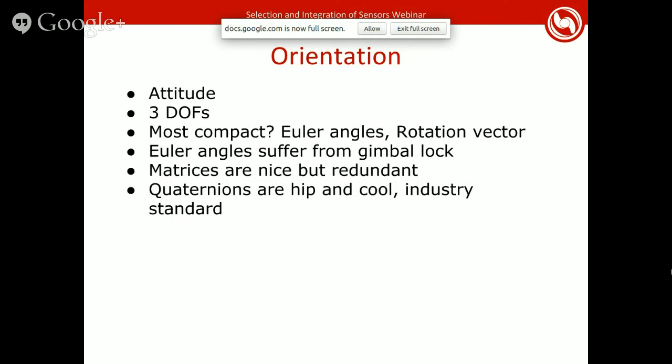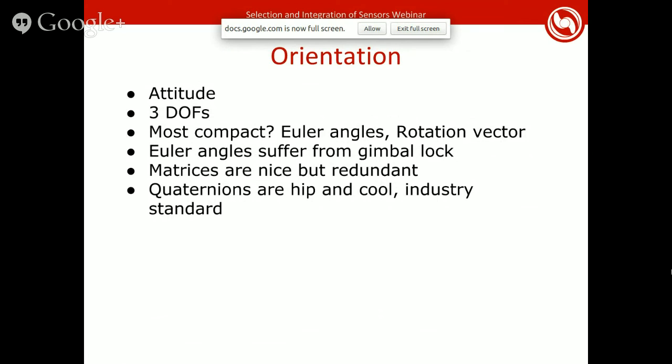Orientation, another word for orientation is attitude. You've got 3 degrees of freedom, 3 dimensions in the world, 3 different rotations you can do. The most efficient way to represent orientation is Euler angles, which give you 3 angles around 3 axes. So that's your heading, your pitch, and your roll, or a rotation vector. That's just an axis, and its magnitude represents how much you're rotating about that axis. In fact, there's a theorem, which we're going to talk about later, which tells you that any orientation can be described by a single axis and a single angle.